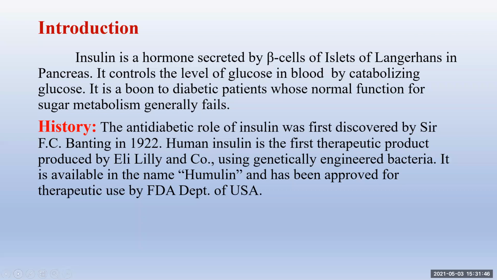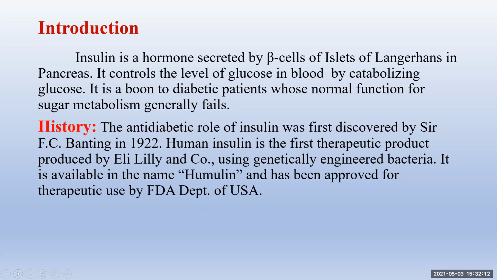What is insulin? Insulin is a hormone that is secreted by beta cells of islets of Langerhans in the pancreas. And what is the role of insulin? It controls the level of glucose in blood by catabolizing glucose. Insulin is a boon to diabetic patients whose normal function for sugar metabolism generally fails.